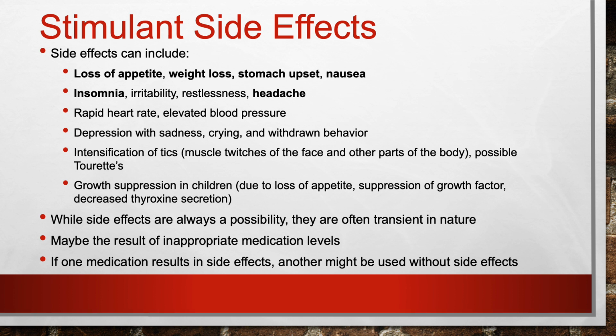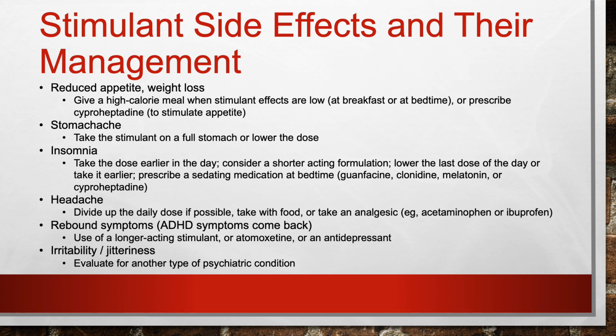The proposed mechanisms of stimulant effects on growth include alterations in growth hormone or growth factor, decreased thyroxine secretion, and suppression of appetite, leading to reduced caloric intake. Here are some suggestions to manage stimulant side effects. I am not going to go over each one of these. I think that you are able to read them and not listen to me babble on.